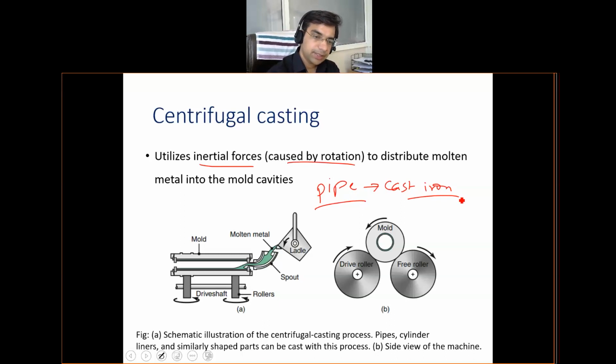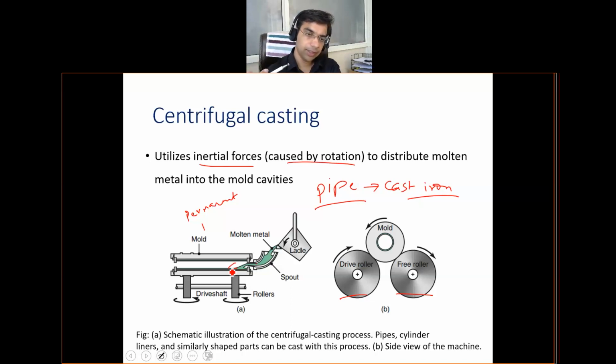So this process has this arrangement of a mold. This is again a permanent mold, and this mold is continuously rotating. It is rotated with the help of a driver roller and a free roller which supports the mold. And what we do is, while the mold is getting rotated, we pour the molten metal inside this rotating mold.